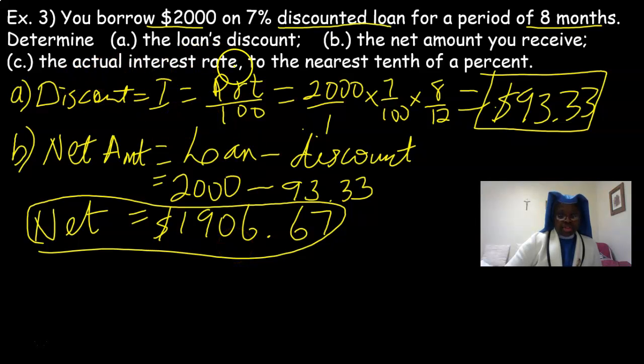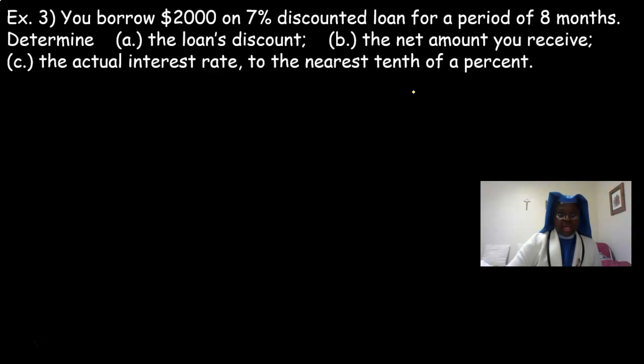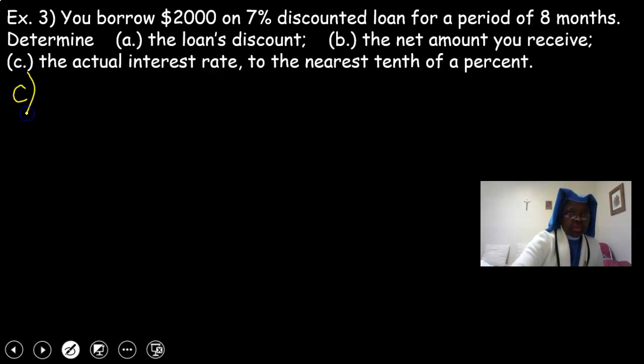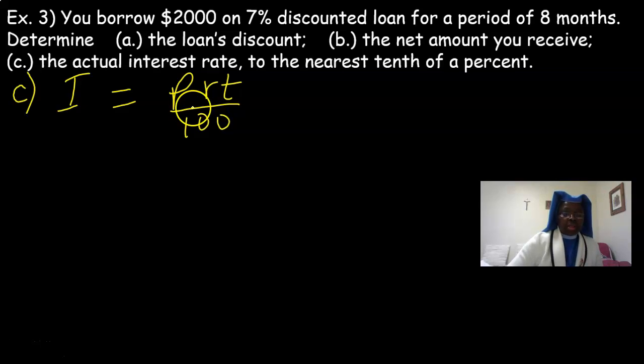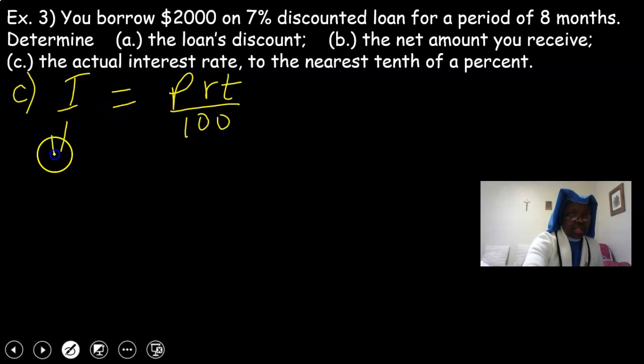Okay, what is the actual interest rate to the nearest tenth? Now, that's the C. Since we already have the interest, we can use the interest formula, PRT over 100. Again, good to put that 100 so we remember. Now, if we don't have the interest, then we can use the whole formula. But we have the interest. The interest is 93.33, which we just found.